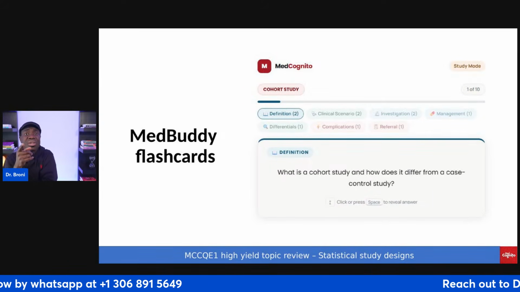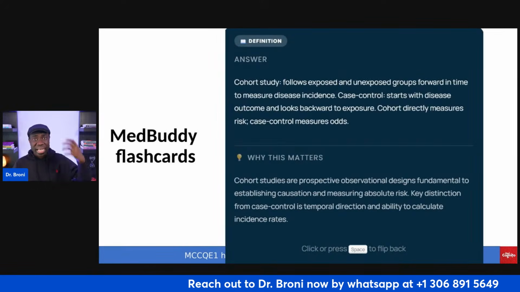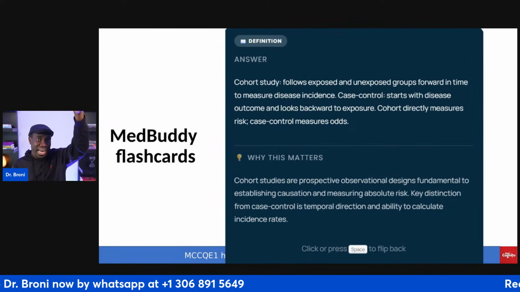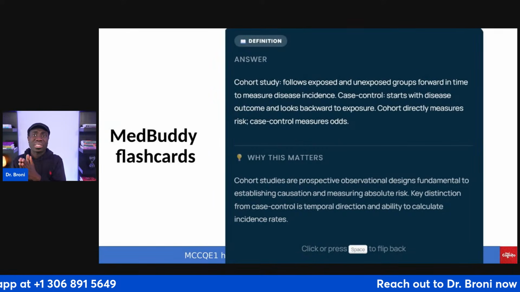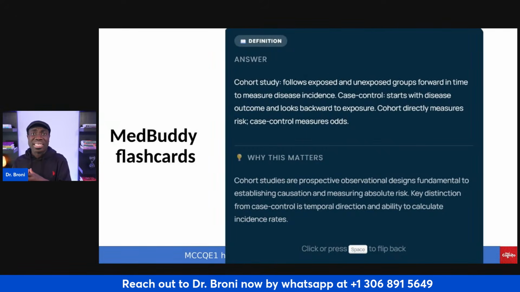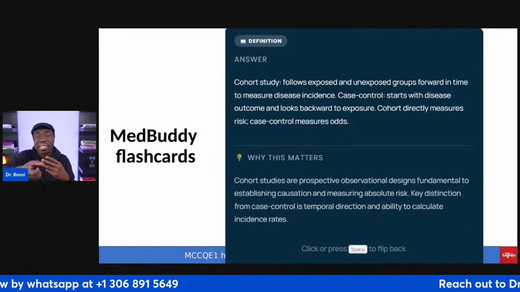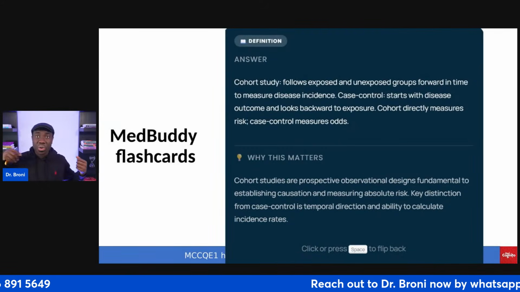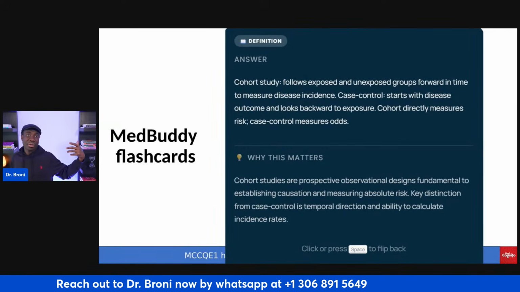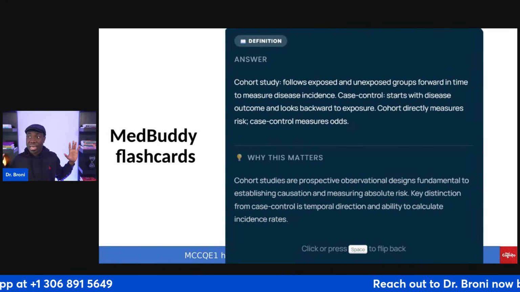So for this, for example, today it asks, what's a cohort study and how does it differ from a case control study? And look at the answer I was trying to get my mind around. A cohort study follows exposed and unexposed groups forward in time to measure disease incidence. Case control starts with disease outcome and looks backward to exposure. Cohort directly measures risk. Case control measures odds. That's why the statistic you can generate from case control is the odds ratio, and from cohort studies you can generate relative risk, right?